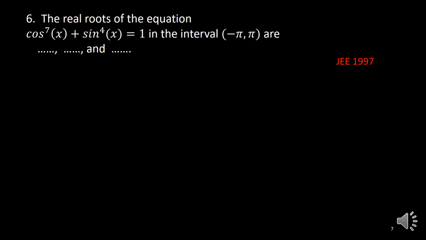Right? Now this is the next problem I'll consider. This appeared in 1997. So can you solve this problem? Now this is your cos to the power 7x plus sin to the power 4x equals 1. We need to solve this equation within the range minus pi to plus pi. So how to simplify it?